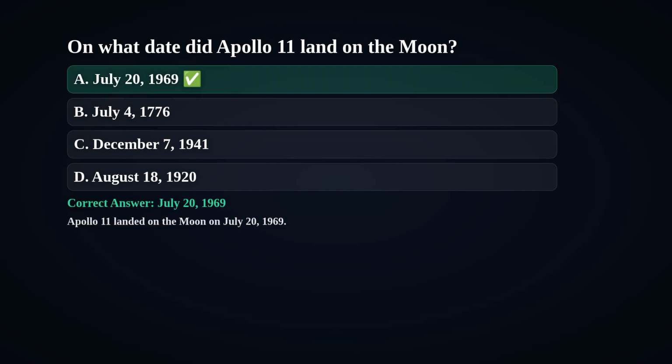The correct answer is A. July 20, 1969. Apollo 11 achieved the first moon landing, a defining moment of the space race and a major milestone in human exploration.